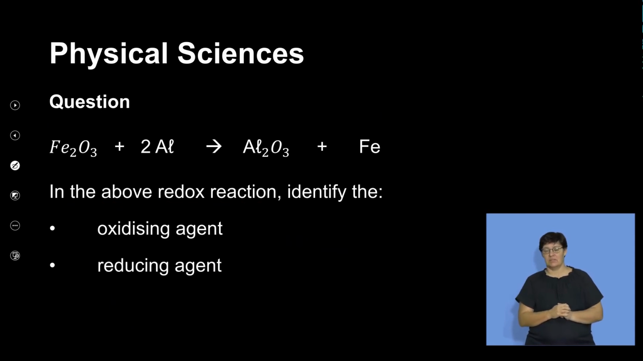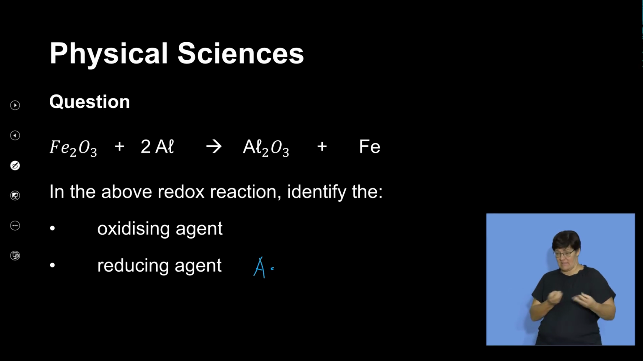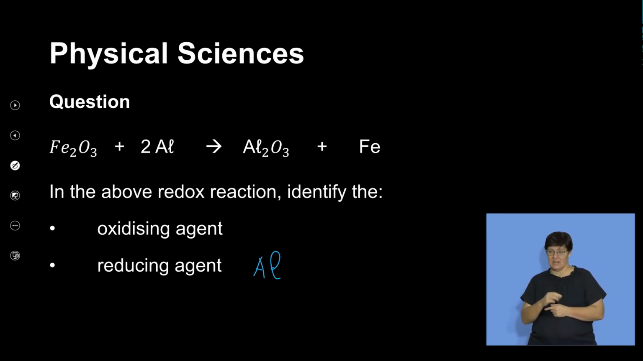So in the above redox reaction, identify the oxidizing agent and the reducing agent. We have done that. We said the aluminium undergoes the loss of electrons. So if we say aluminium is a reducing agent, we are saying aluminium undergoes oxidation. So it's the aluminium atoms, or metal aluminium, that undergoes oxidation, right?